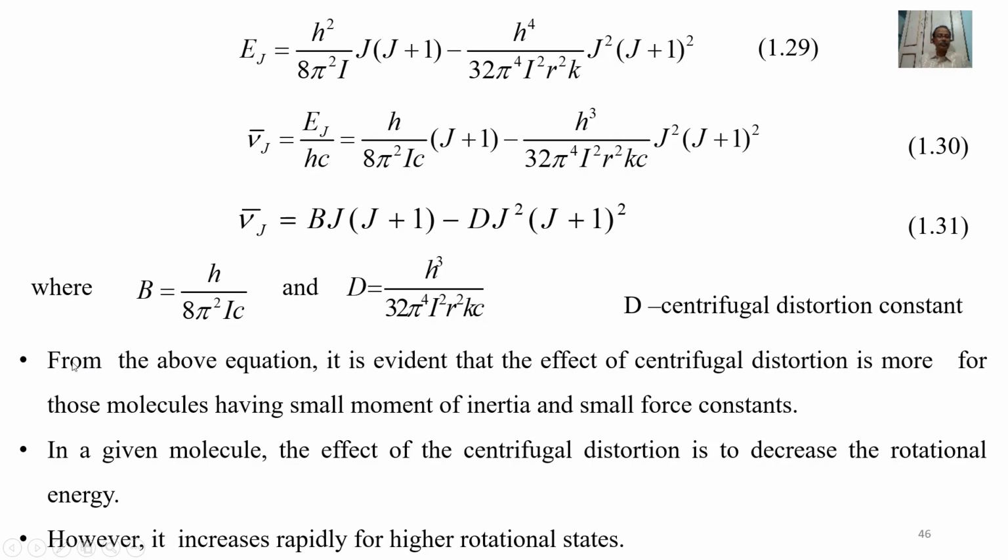From the above equation, it is evident that the effect of centrifugal distortion is more for those molecules having small moment of inertia and small force constant. See, because they are in the denominator, if they are very, very small, this will have more effect. In a given molecule, the effect of the centrifugal distortion is to decrease the rotational energy. However, it increases rapidly for higher rotational states.